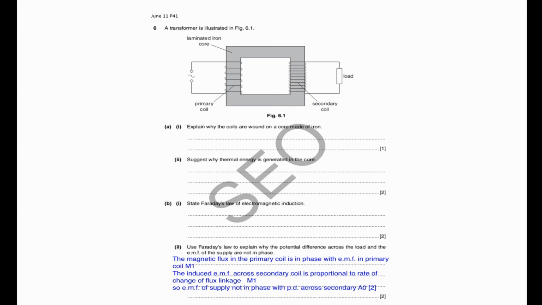So this is what we say: the magnetic flux in the primary is in phase with the EMF in the primary coil, but the induced EMF in the secondary coil is proportional to the rate of change of flux linkage. So the EMF of the supply is not in phase with the PD across the secondary coil.